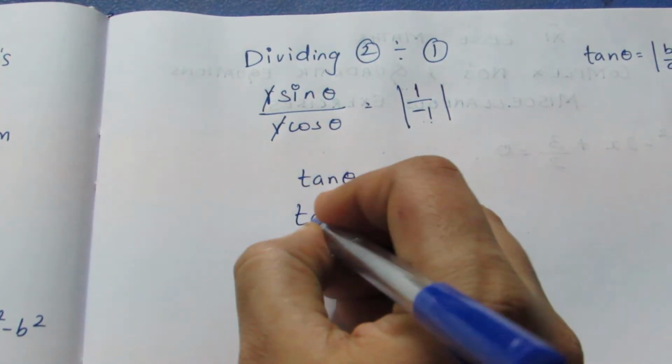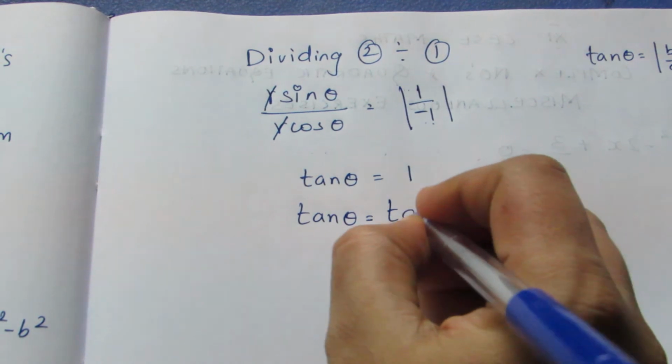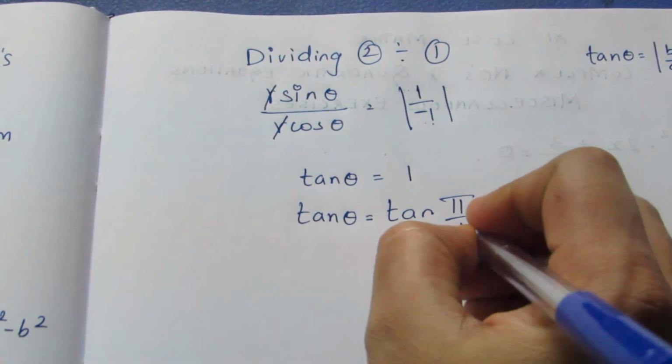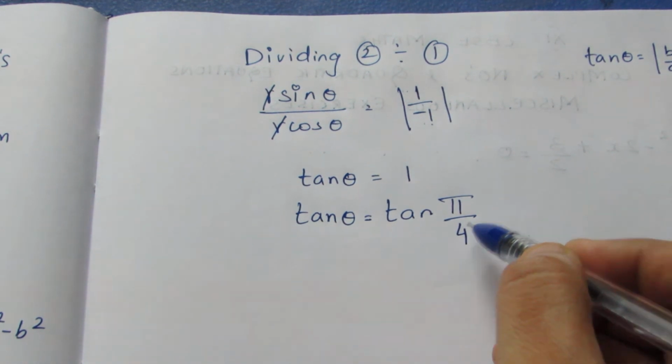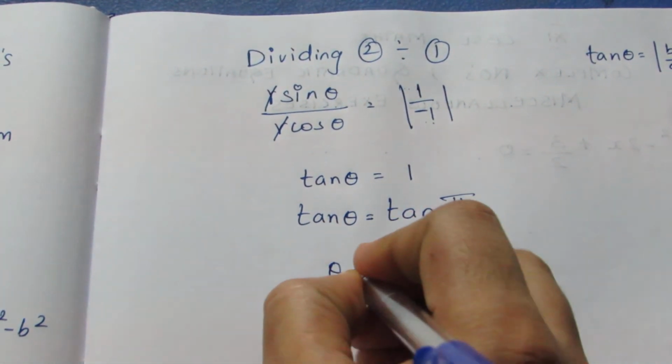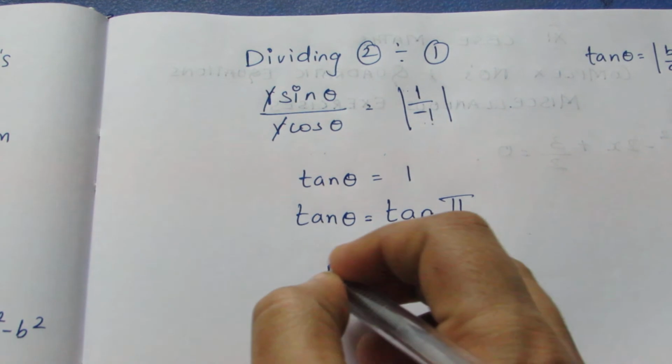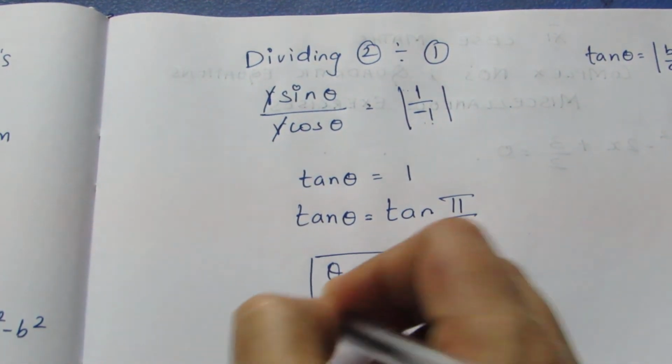We know that tan theta equals tan 45, that is tan pi by 4. We know that pi is 180, so 180 divided by 4 will become 45 degrees. Now the theta value is pi by 4. Now let's move on to the question.